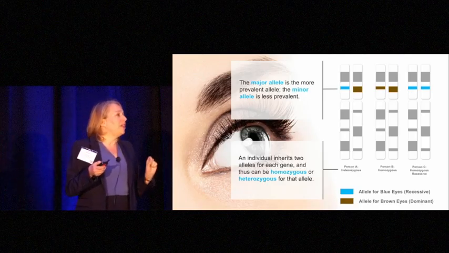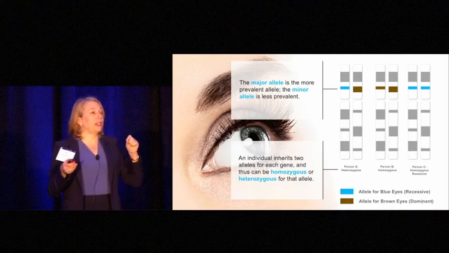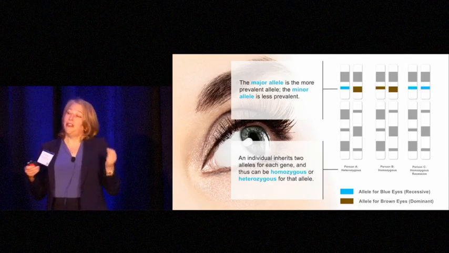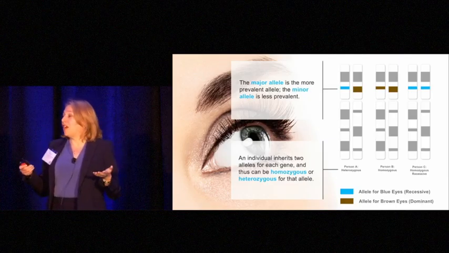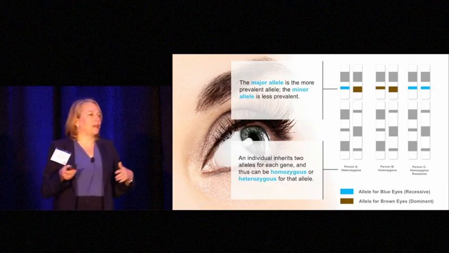Now, there are minor variants or minor alleles that are only in 0.1% of the population or 2% of the population, and there are minor alleles where you're going to find them in 49% of the population.